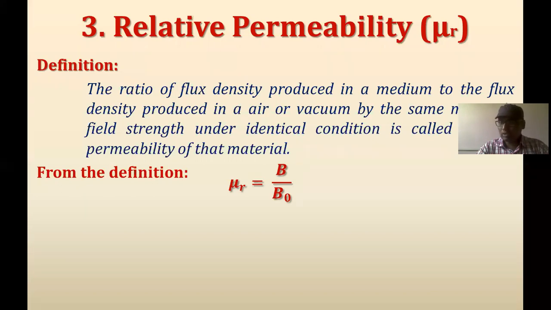Now at the numerator, B represents the flux density in a medium, and at the denominator, B naught represents the flux density in air, free space or vacuum. But the next part is very important: produced by the same magnetic field strength. And what is the magnetic field strength? It's H. Is it right?